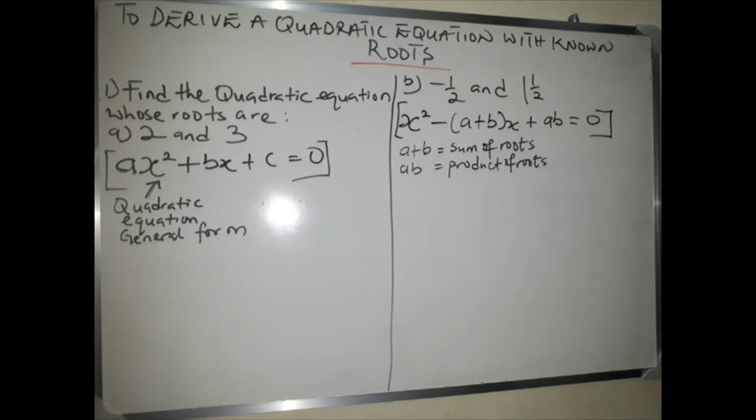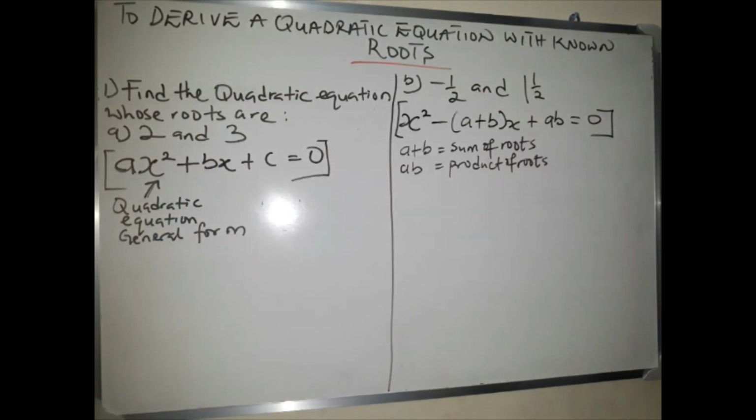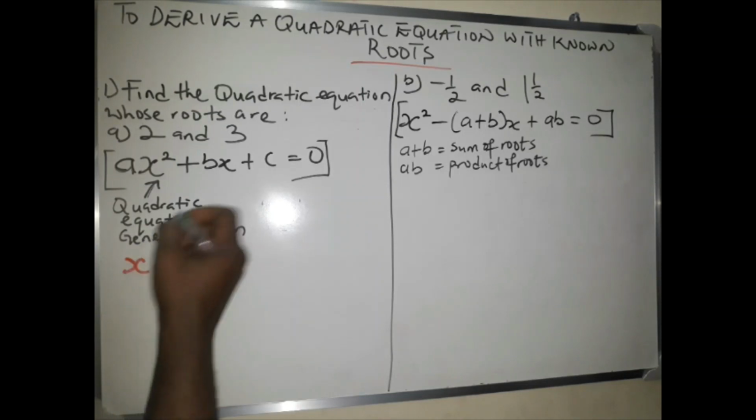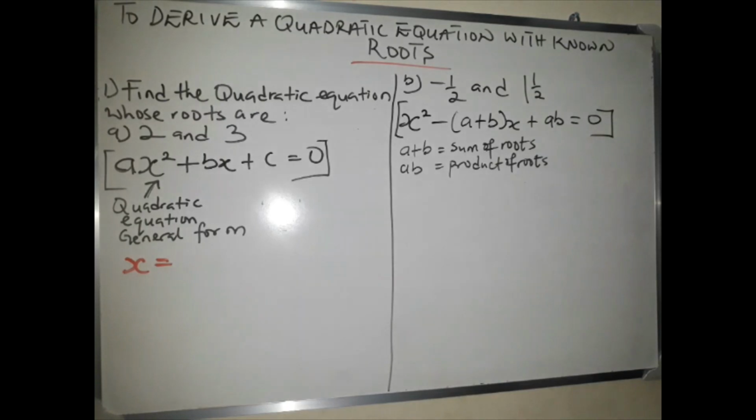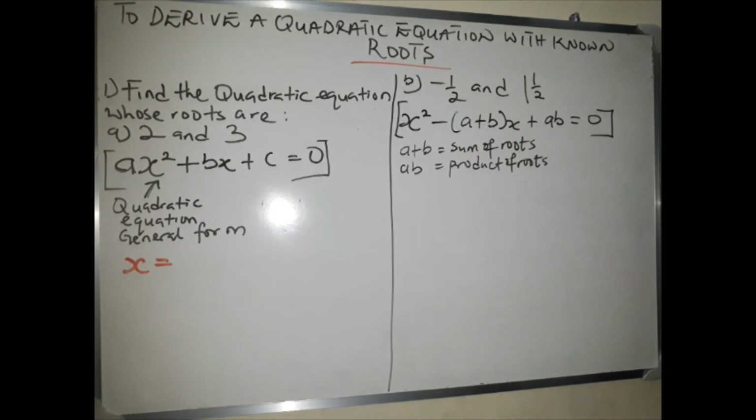Now, as you can see on the board, I wrote the quadratic equation general form, in which we have our coefficient of x squared plus coefficient of x plus c, which is a constant, is equals to 0. And you all know that at the end of the day, you're going to get two values for x. x will be equal to a value, or x will equal to another value. Now, what we have here are the roots of the equation, which are those values that you get at the end when you solve a quadratic equation.